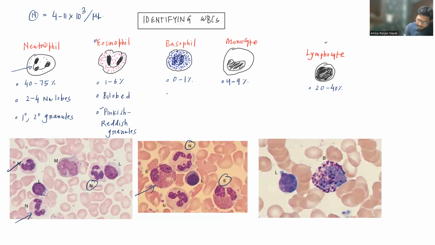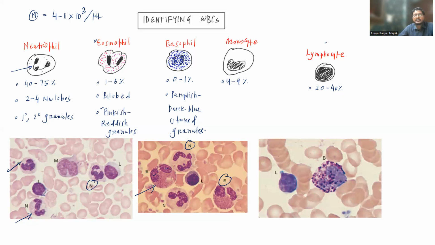Then basophils will have purplish to dark blue stained granules. These granules will contain various substances like heparan sulfate, which are negatively charged, and they will tend to bind the basic dyes. So the granule contents in basophils tend to bind the basic dyes. That is why the name basophils, and they will produce these purplish to dark blue stained granules.